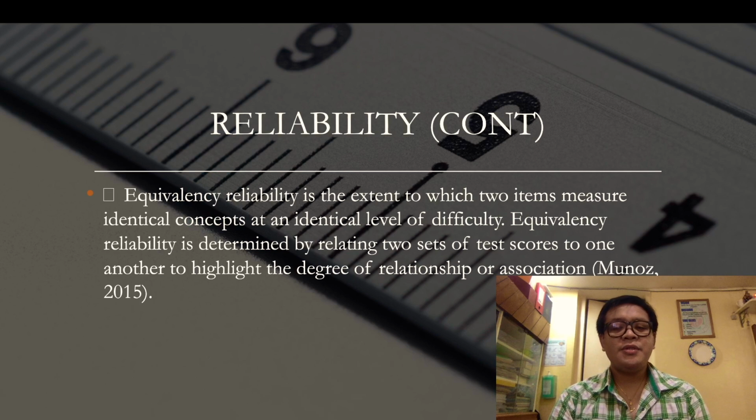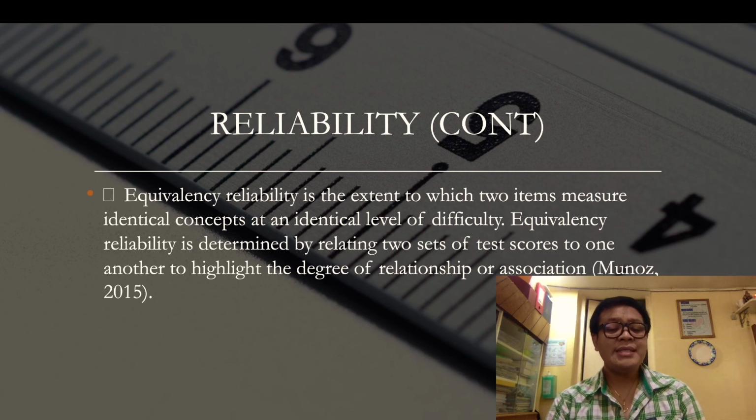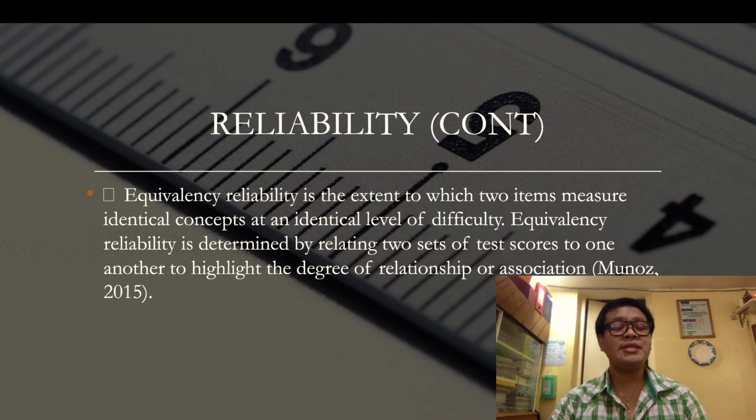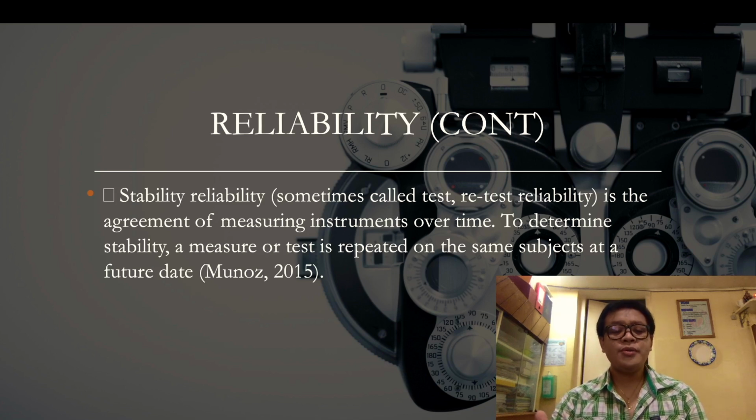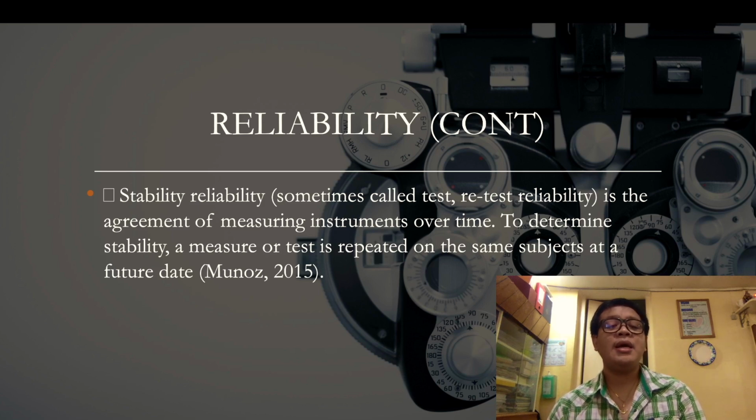Another thing that was discussed by Munoz of 2015, equivalency reliability is the extent to which two items are measuring identical concepts at an identical level of difficulty. So equivalency reliability is determined by relating two different sets of test scores to one another to highlight the degree of relationship or association. Munoz also stated that the stability of reliability, sometimes called test-retest reliability, is the agreement of measuring instruments over time. So to determine stability, a measure or test is repeated on the same subject at a future date.